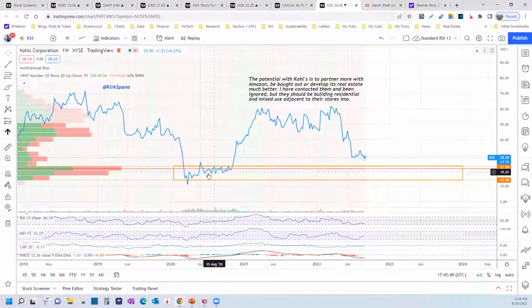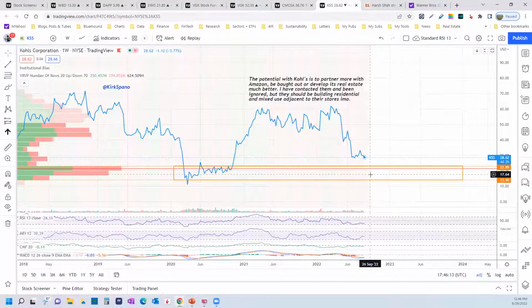In any case, back to Kohl's, which used to be a grocery store chain. I think it's going to fall down in here again. And at that point, they're basically valuing the real estate at zero, or maybe that's what they're valuing the real estate at. The rest of the company they're valuing at zero. Here's what's going to happen.